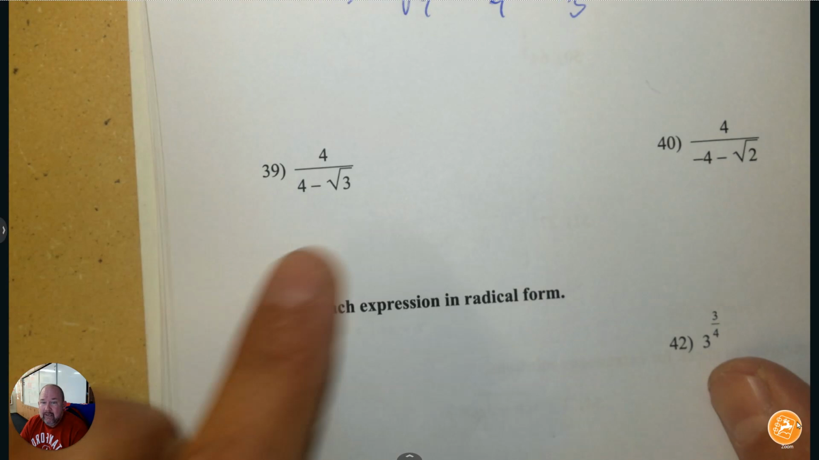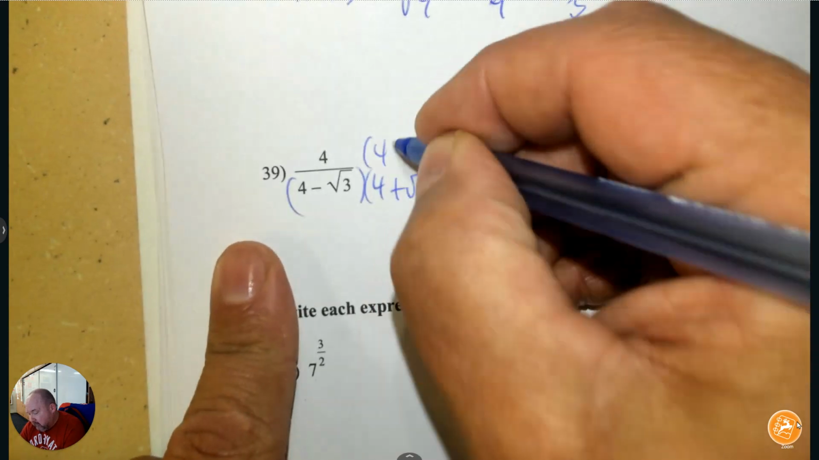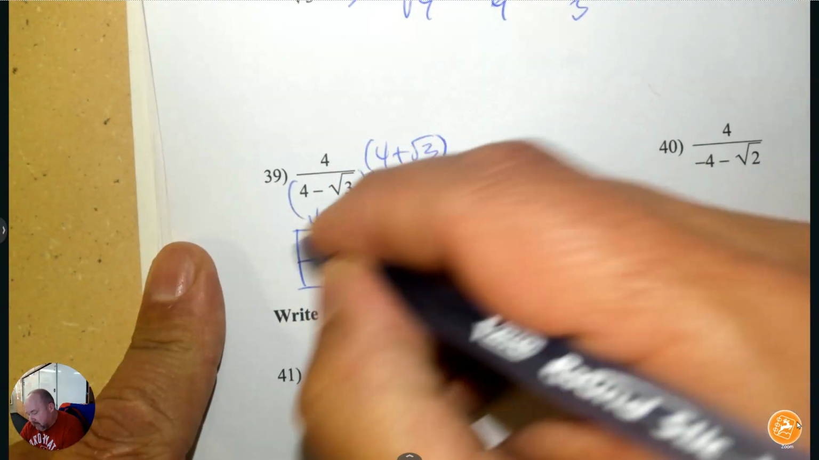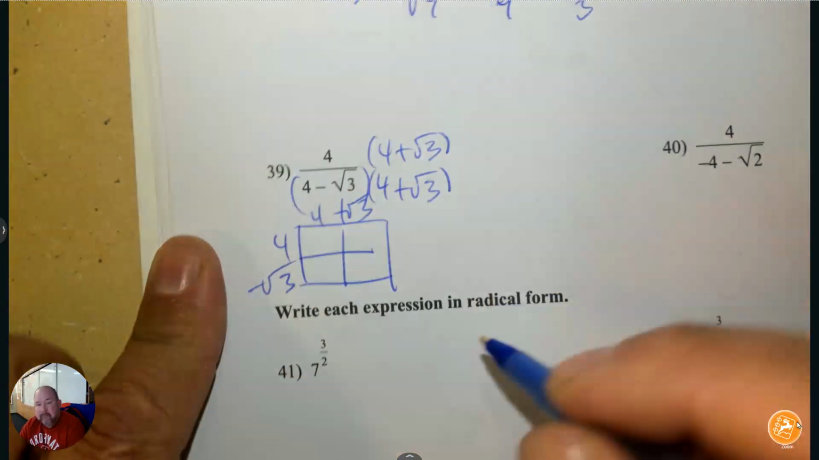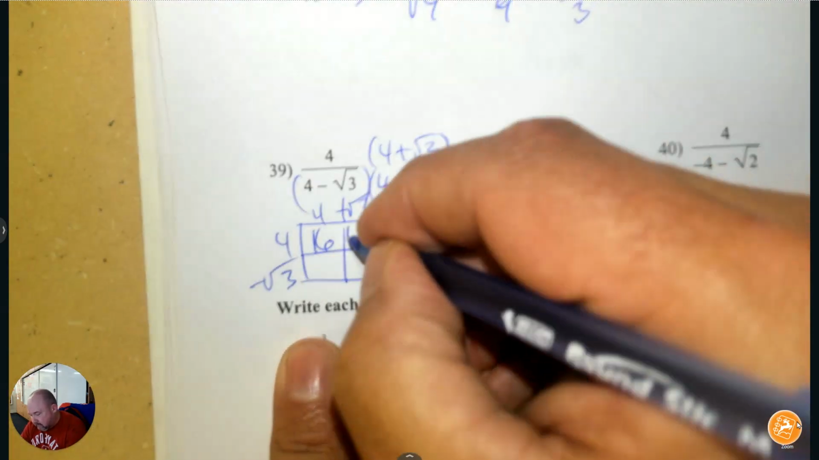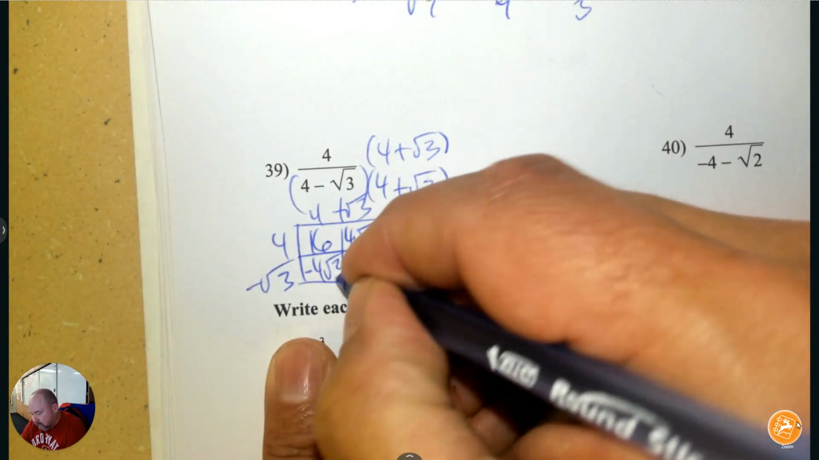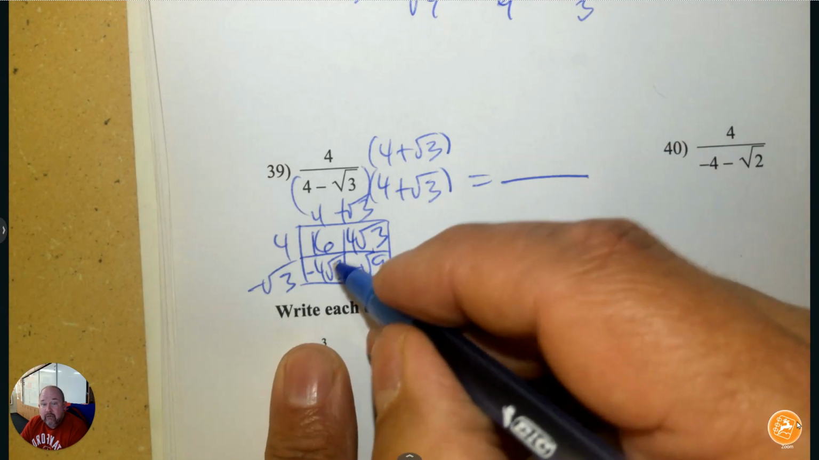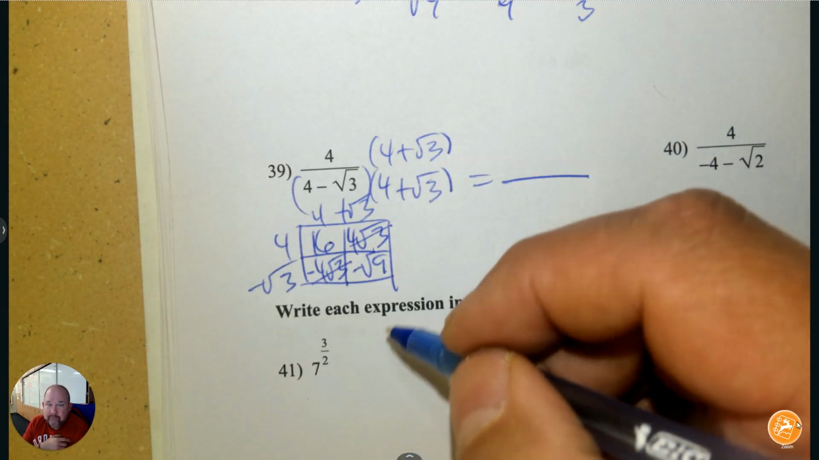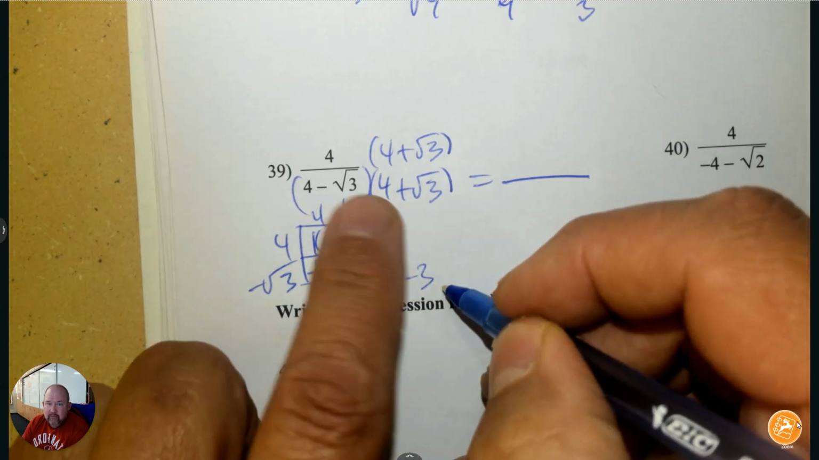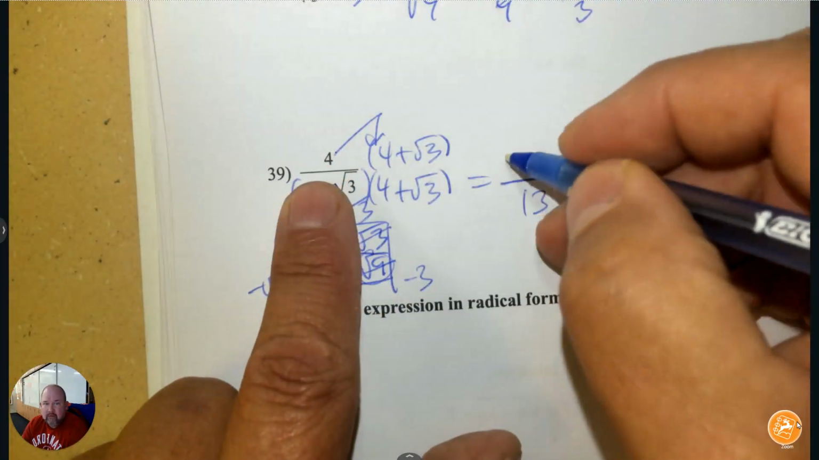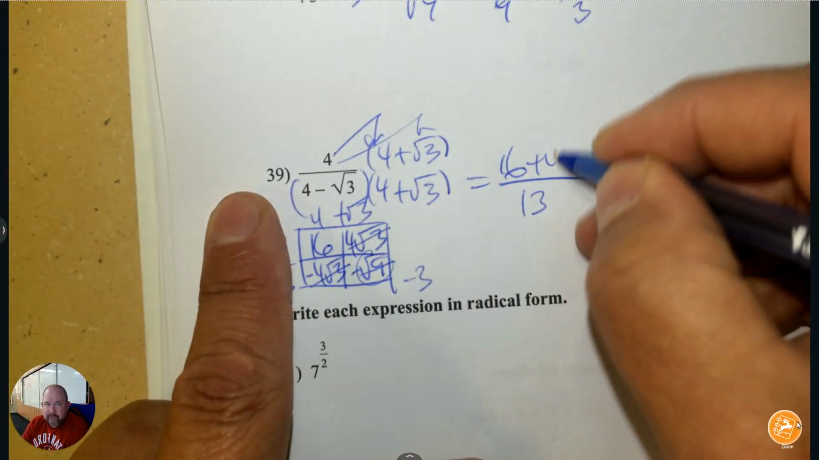All right, what happens if you have a binomial in the denominator? You need to write a binomial with an opposite sign. So that's 4 plus root 3. We're going to draw a box. 4 plus root 3 and 4 minus root 3. We're going to multiply this out. So 4 and negative 4, they cross out. This is just negative 3, so it's 16 take away 3. And then the numerator, 4 times 4 and 4 times root 3. Done.